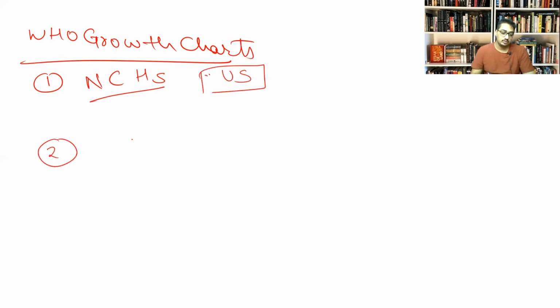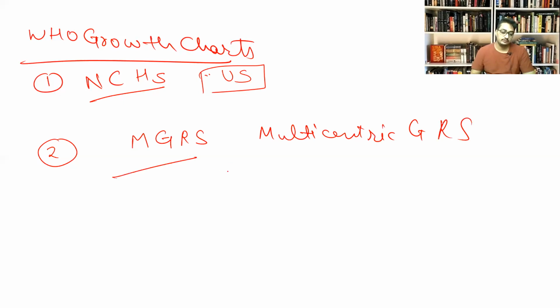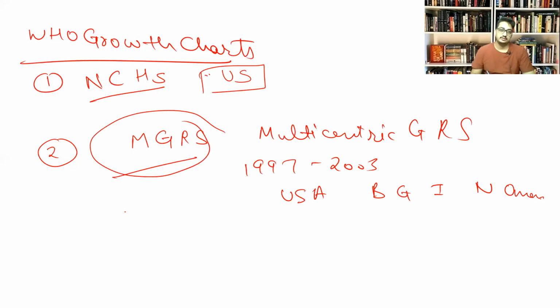Recently, a new study was conducted by the name MGRS. MGRS stands for Multicentric Growth Reference Studies. This was done by WHO in various countries between 1997 to 2003. It is not only in USA, the sample was taken from Brazil, Ghana, India also, Norway, Oman. So right now, while using growth charts, we are using MGRS standards because the sample size and the diversity of children is far more.